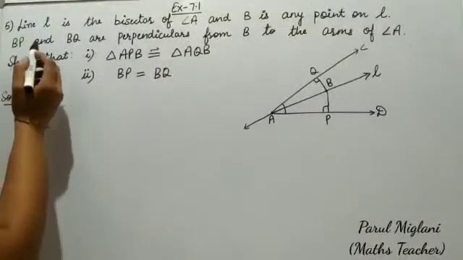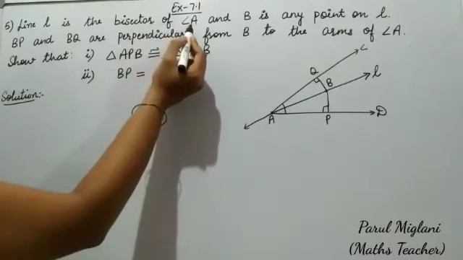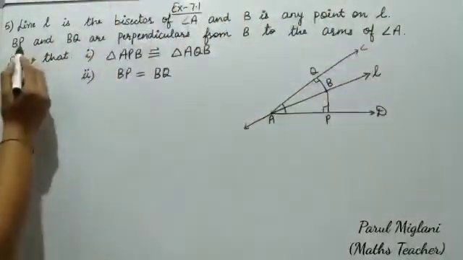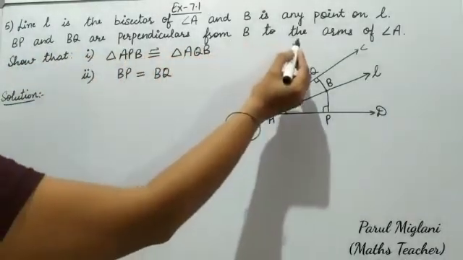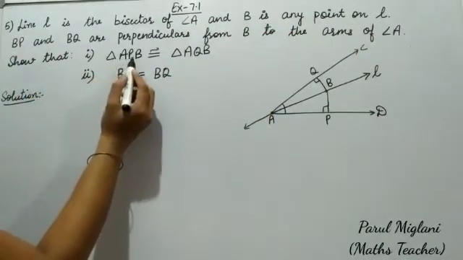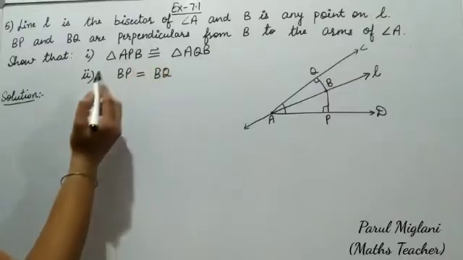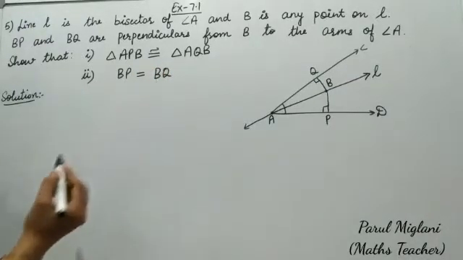Now question number 5. Line L is the bisector of angle A and B is any point on L. BP and BQ are perpendiculars from B to the arms of angle A. Then show that triangle APB is congruent to triangle AQB. Second part is BP is equal to BQ.